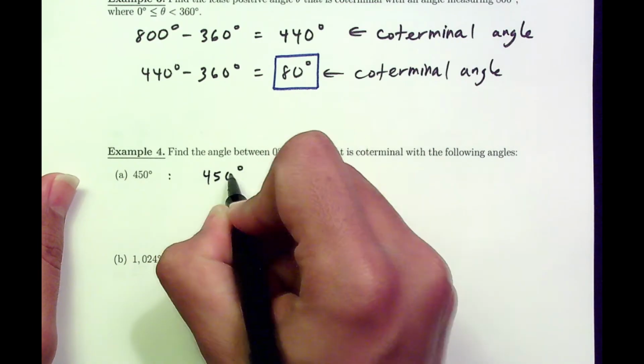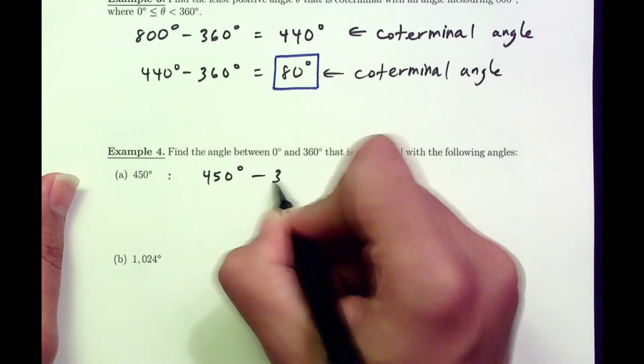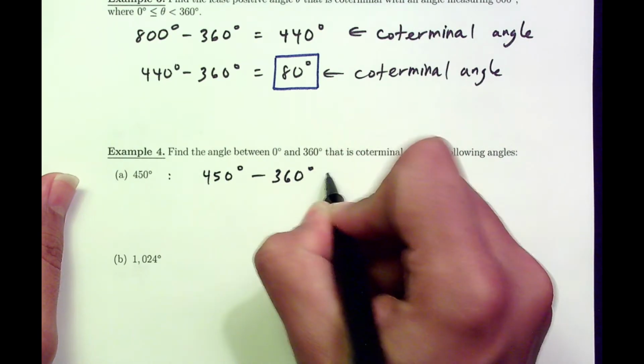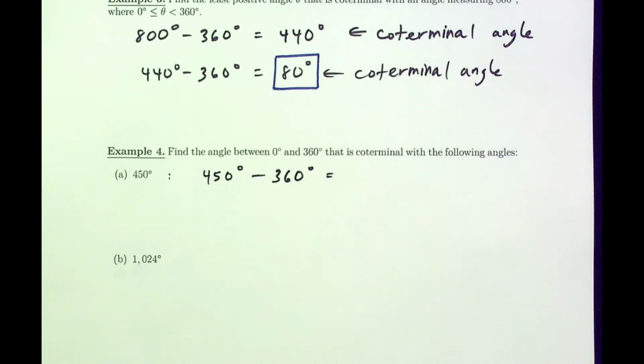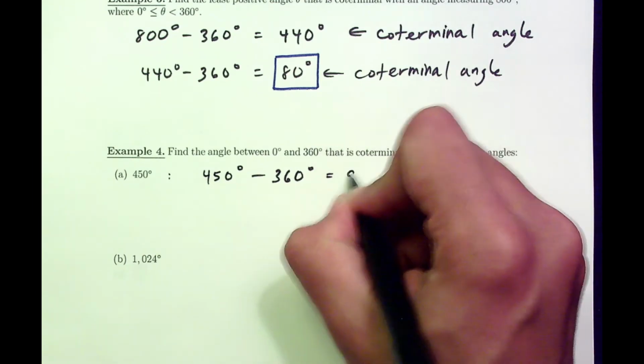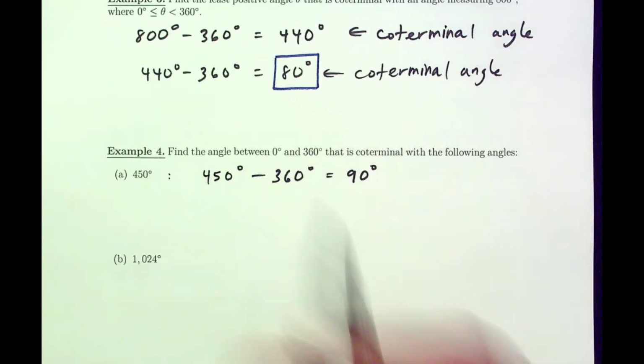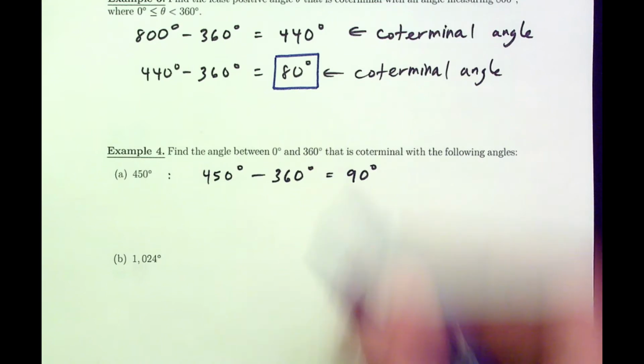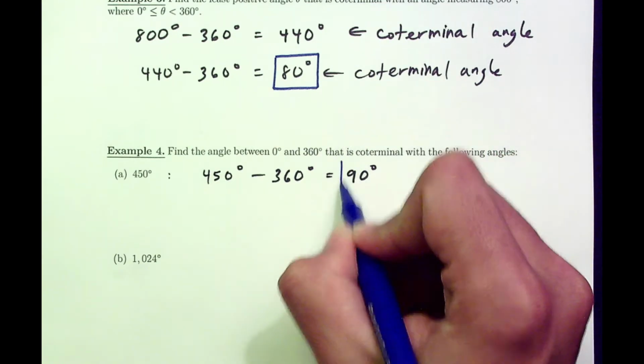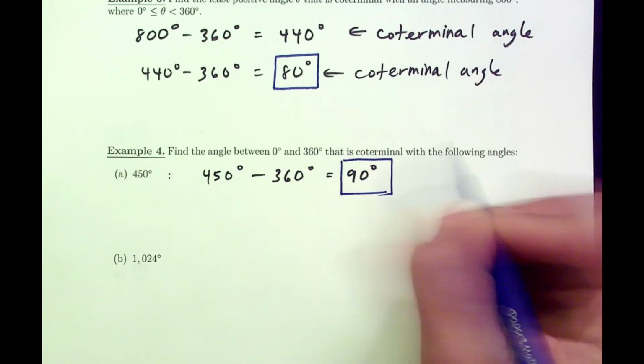We subtract 360, and how much is that? So 450 minus 360, that is 90. 90 is between 0 and 360, so that means we're done. If you try to do it again, you're going to become negative. You don't want that. So that's the answer. That is an angle that is coterminal with 450.